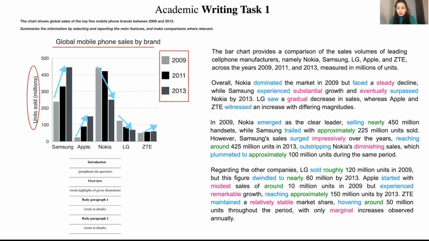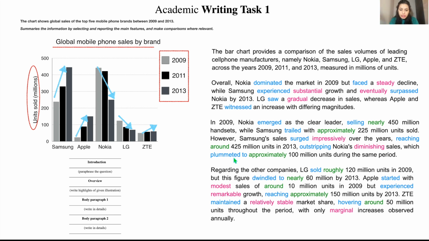Maybe you might have an idea about all these verbs, but here are some verbs which are showing specific information. For example, outstripping and surpassed. Surpassed means this thing was replaced by that, right? For example, Nokia was replaced by Samsung at the end of the period, by 2013. So you can use surpassed here. You can also use outstripping for the same, and one more word I would like to share is outrace.